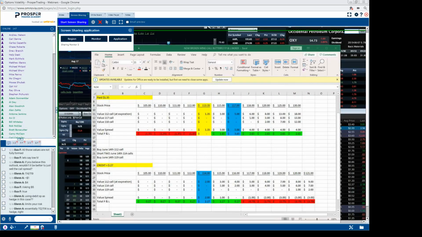Okay, does this help everybody out? I'll post that up in the room here, Gordon. What is what called, Mike? This spreadsheet or this type of trade?